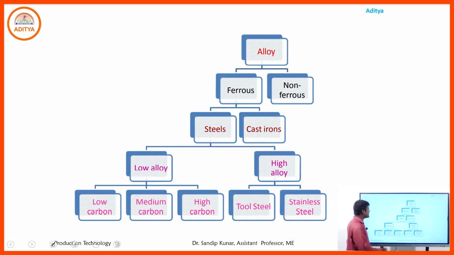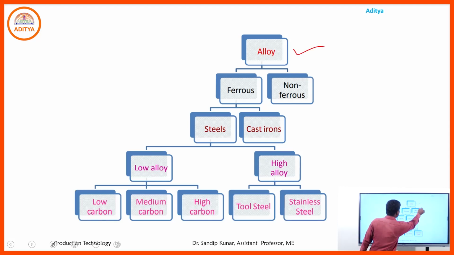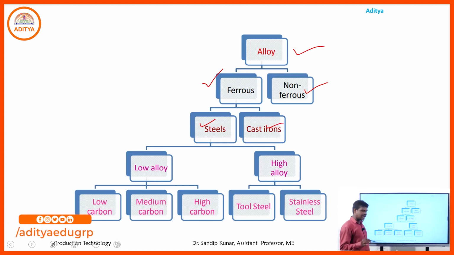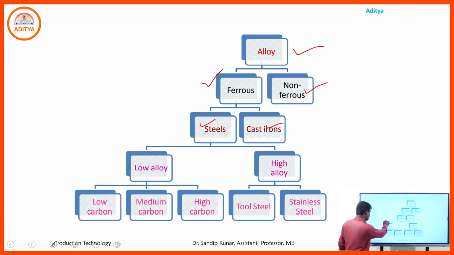That is the general classification of the alloy. Alloy can be divided into two categories. One is ferrous, another is non-ferrous. And ferrous materials are also divided into two categories, steels and cast irons. Steels are also divided into low alloy and high alloy. Low alloy is divided into low carbon steel, medium carbon steel and high carbon steel. And high alloy is divided into two categories. One is stainless steel, another is tool steel.